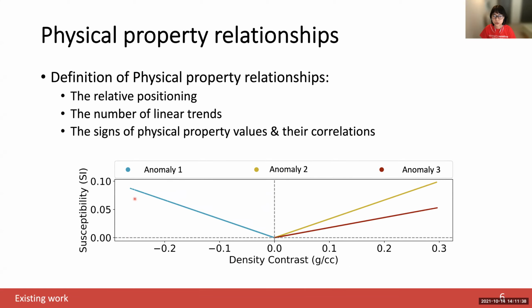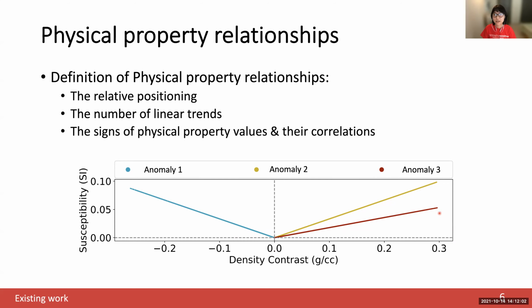This blue linear trend for geologic anomaly 1 has negative density and positive susceptibility values, with a negative correlation. This yellow linear trend for anomaly 2 is above the red linear trend for anomaly 3, and both of the two anomalies have positive density and susceptibility values with positive correlations.